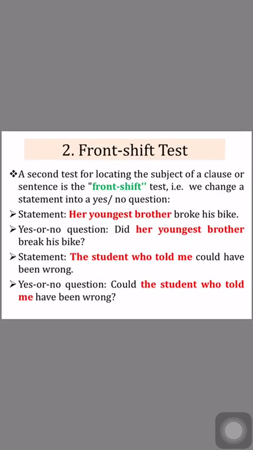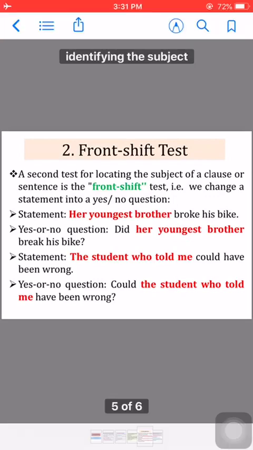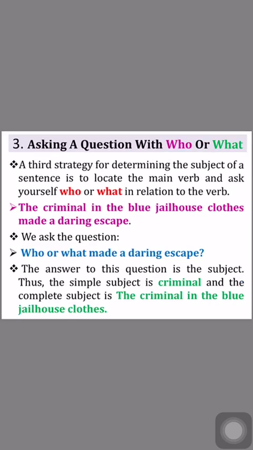The same will be done concerning the student who told me could have been wrong. So could the student who told me have been wrong? This is a change or a shift from front position into mid position as far as the subject is concerned. So this shows that we have subject-verb inversion, that's to say a shift from one position to the next one. Okay, let's move to the third way of testing the identity of the subject.